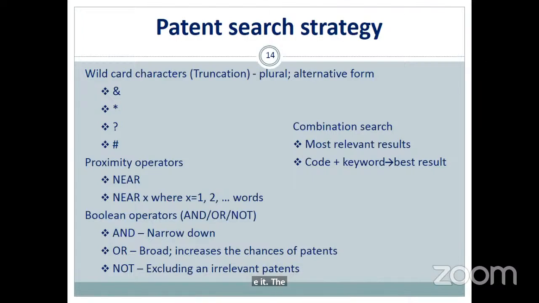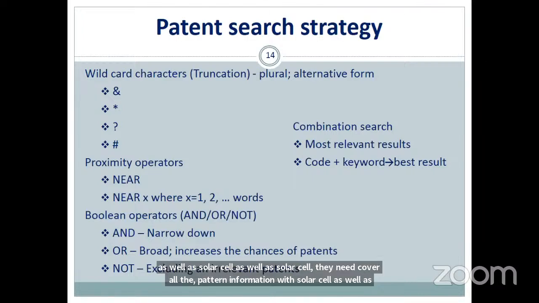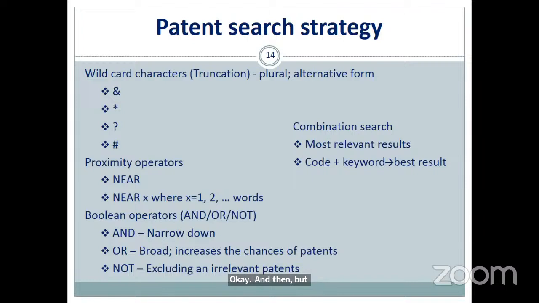Suppose I am giving the word solar cell, sometimes solar cells in plural form will be there and I am missing it. In that case, you can use ampersand at the end. So if you provide ampersand after solar cell, then it covers all the patent information with solar cell as well as solar cells in plural form. But in the European Patent Office, it is a star. Instead of ampersand, star will be used in the European Patent Office.